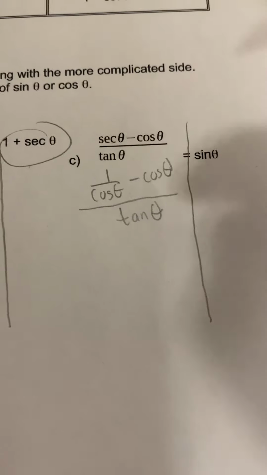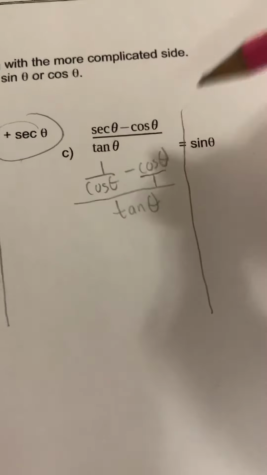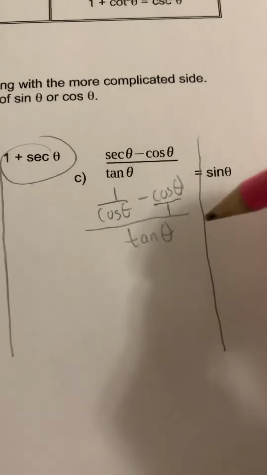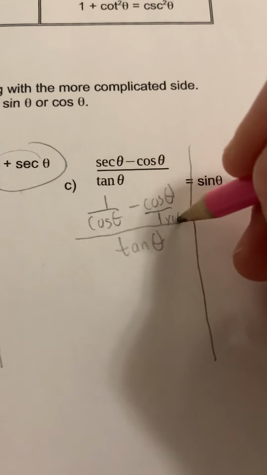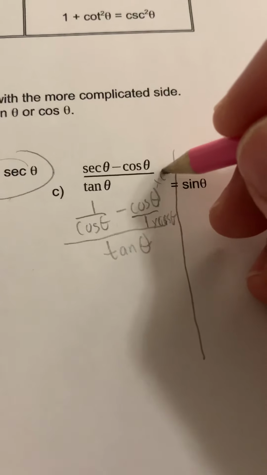Trying to think what to do next. Okay, so let's make a common denominator here. So we'll put this over 1. Since we're subtracting, we want to have them both of the same denominator. So we're going to multiply this one by cos theta on the top and the bottom.